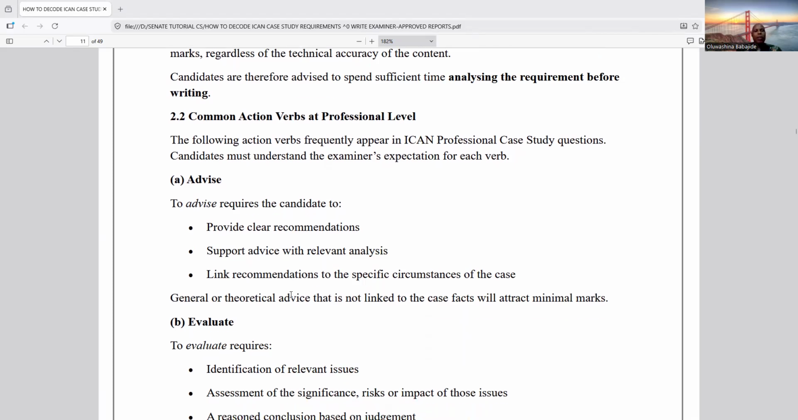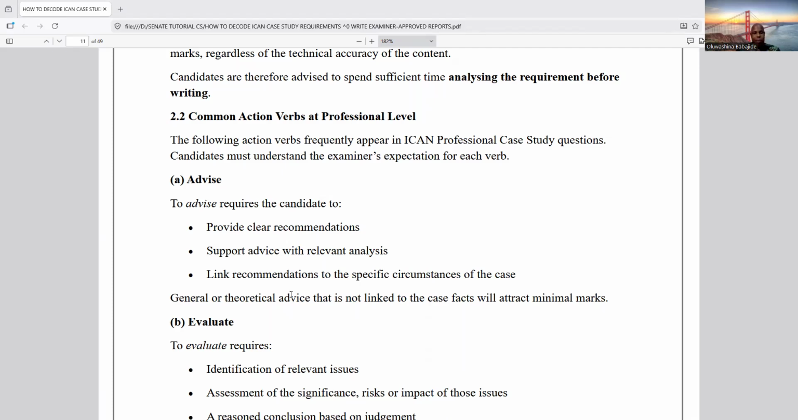Then when you see advise, what does it mean to you? When the examiner says advise, when you see it as part of the sentence, the verb is what? Advise is a verb. So you need to also know what it means. To advise requires the candidate to provide a clear recommendation. That means when you are saying advise, you must give a clear recommendation. Recommendation means a way out.